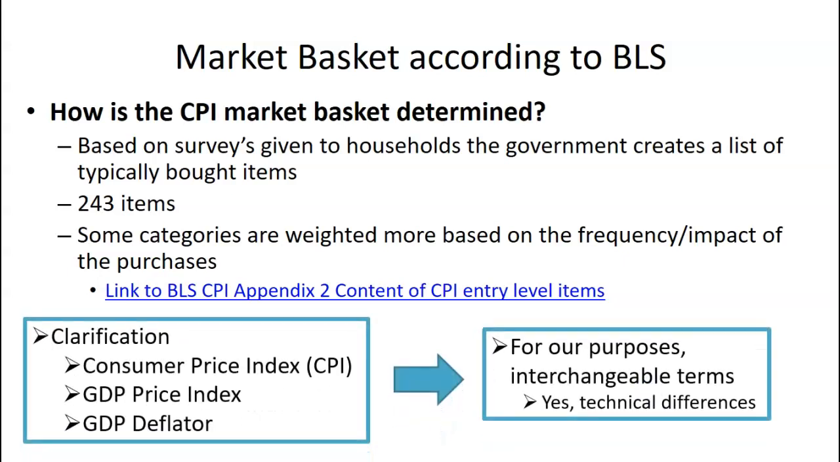Clarification for AP macroeconomics: the consumer price index, the GDP price index, and the GDP deflator for our purposes are interchangeable terms. Yes, there are actual differences, and if you want, you can look into it. It is interesting. They're interchangeable for our purposes. So for all the equations we're about to go over, if you're given one of these, just use them the same way. We will typically do CPI, but the other ones you will see, especially GDP deflator. I do just tend to see that one quite a bit on College Board MCQs and also even FRQs sometimes.